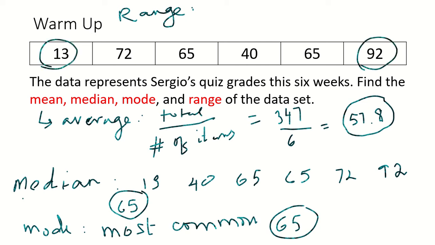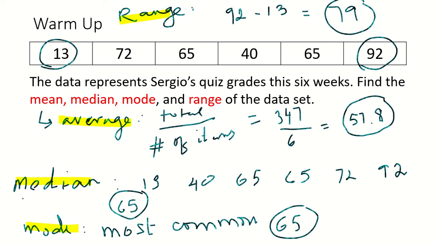So the difference between the two, so how far apart basically, or what was the range of this data? 92 minus 13, and that is 79. Okay, I know it's a warm-up, but today's warm-up is kind of important. There's a lot of, well, old words, but stuff that you need to be familiar with. All right, mean, median, mode, and range.